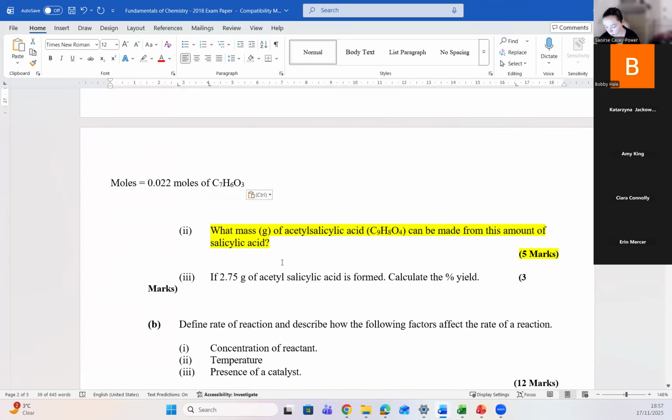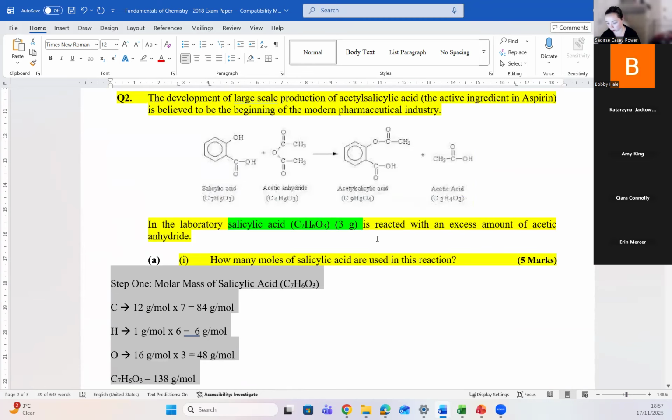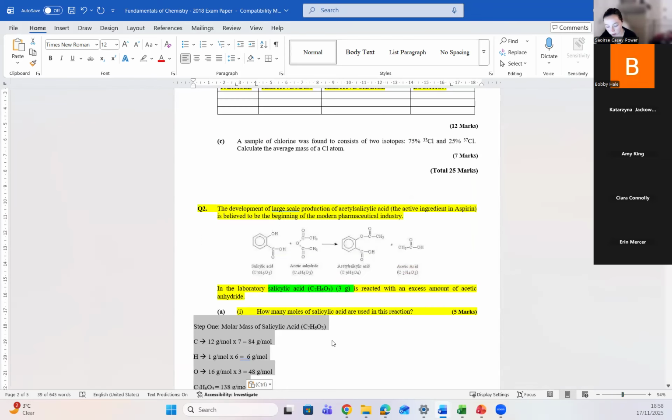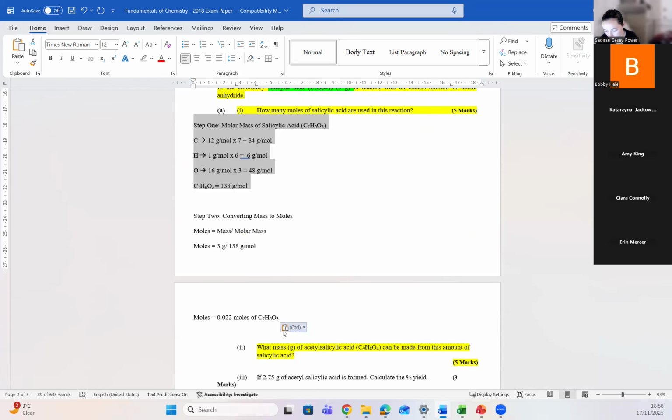So what mass of acetyl salicylic acid can be made from this amount of salicylic acid? This paper is a little bit weird because it gave you the diagram of the reaction. But if you look here, our salicylic acid is our reactant, our acetyl salicylic acid is our product. So you'll see the difference there. It's asking basically how much product can we form if we use that amount of our reactant. So I'm just going to write it next to it, so this is our reactant we're looking for here that we've just worked out.